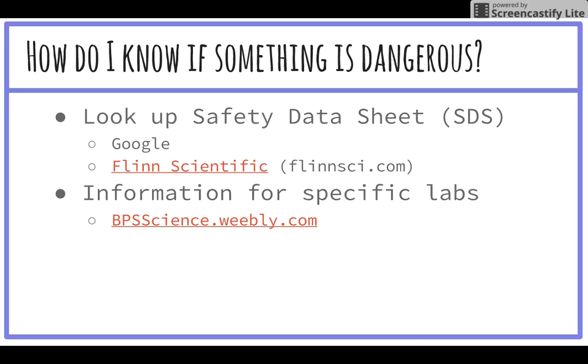So how do you know if something's dangerous? Because you might just not know from looking at a chemical. You might not remember what it is about that chemical that is a hazard or considerations that you need to take. So the best thing to do is to look up the safety data sheet for that chemical. You can either plug it into Google, or you can go to FlynnScience.com, Flynn Scientific. They have SDSs for every chemical that they sell, which is almost every chemical a school would have on file, and you can look at that SDS to see the hazards.